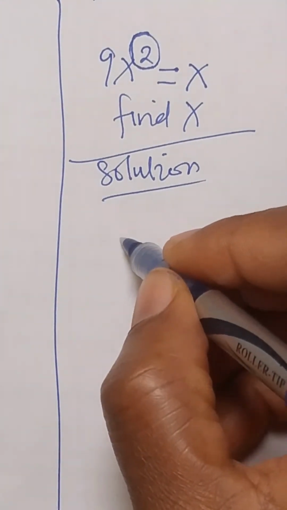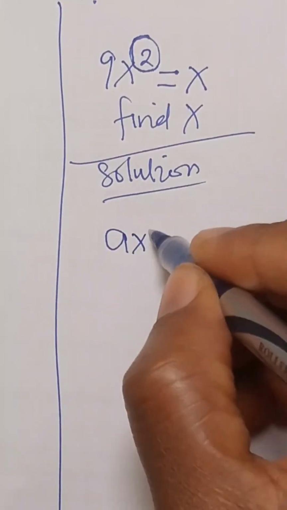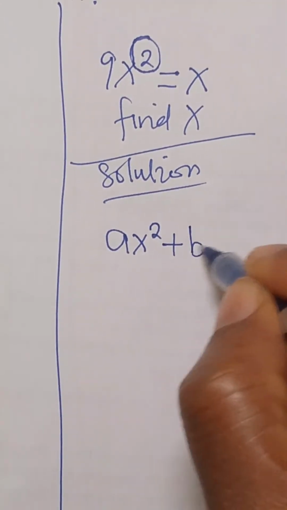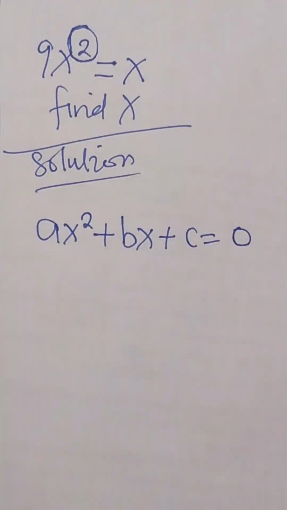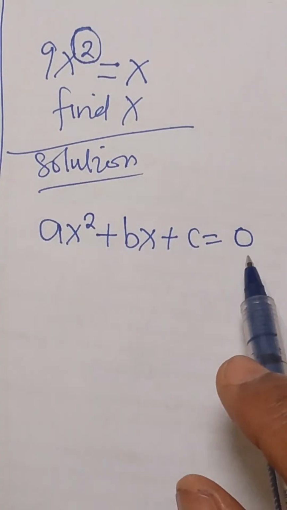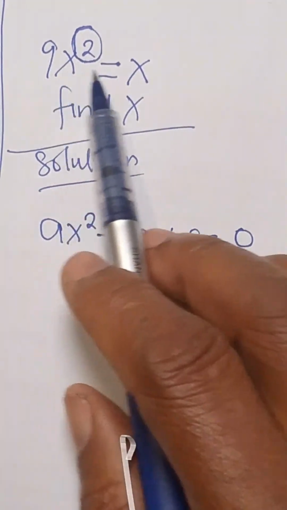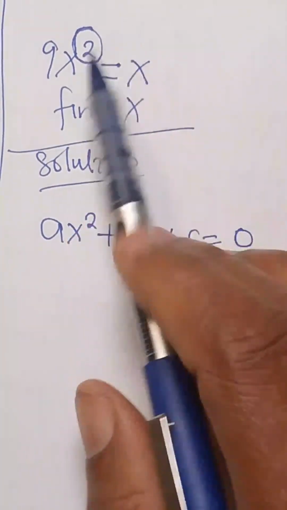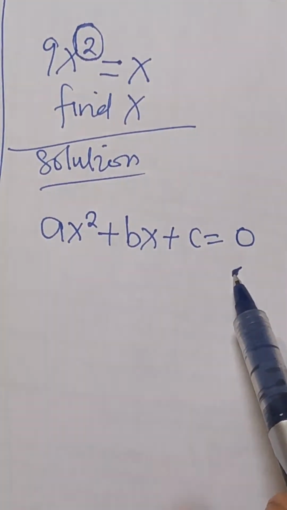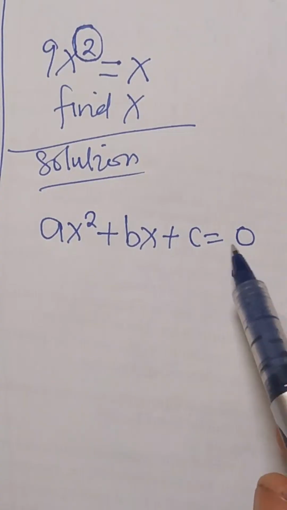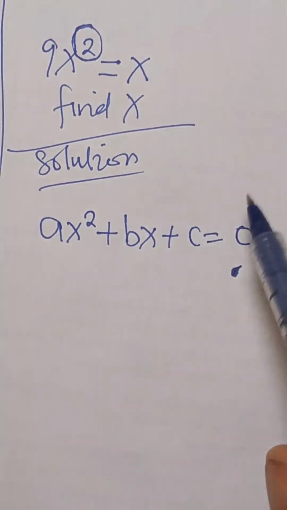The quadratic equation is of this form: ax squared plus bx plus c is equal to 0. This is the standard form of a quadratic equation. Whenever you see x squared as the highest power, you know it's quadratic, so you first arrange it so that the equation is equal to 0.